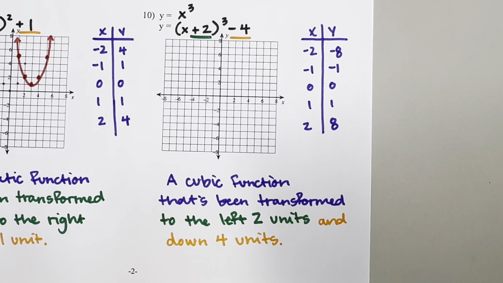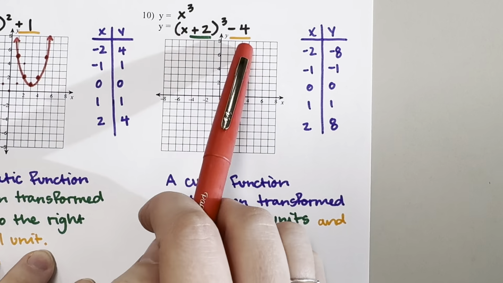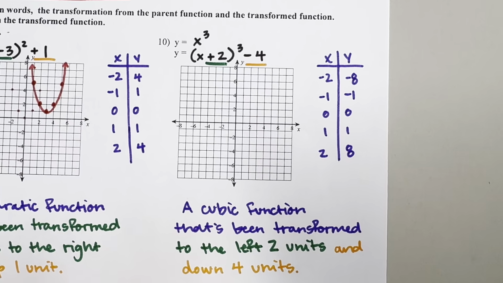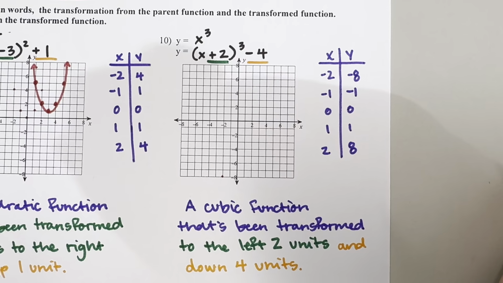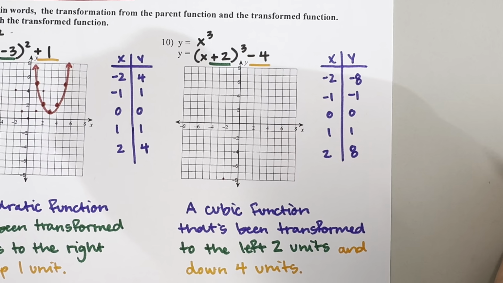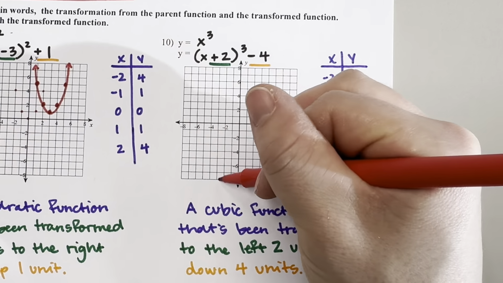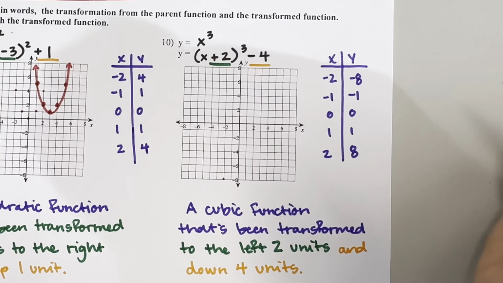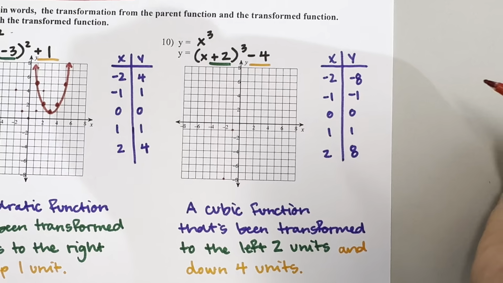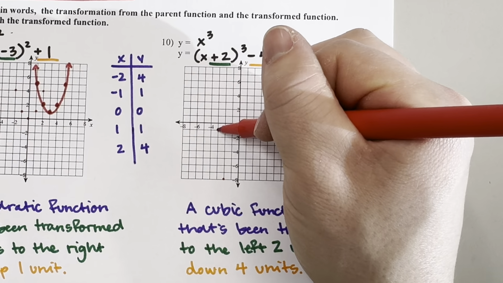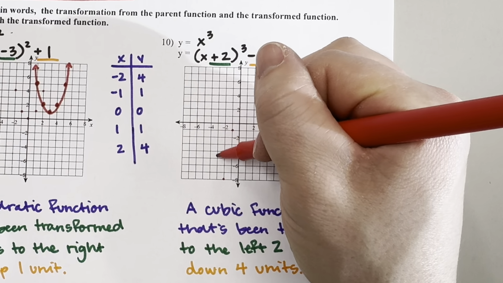Now let's go ahead and graph the transformed function. Okay, so -2, -8 would be right there. I'll just put a teeny little dot right there. I'm going to move them to the left 2 and down 4. Left 2 and down 4 definitely is going to go off my page, but that's okay. Let's go to our next one. -1, -1 would be right there. Left 2, 1, 2, down 1, 2, 3, 4.